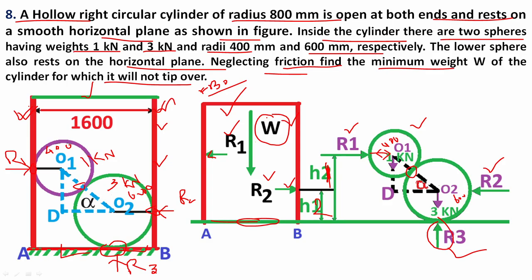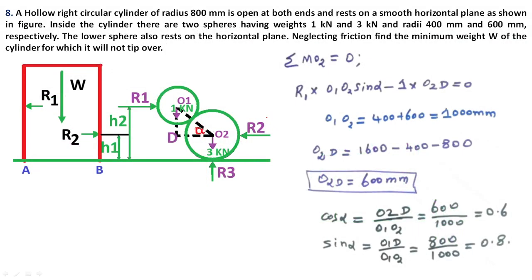So this is H1 and this is H2. First we want to take moments about a point so that we can find W, the weight of the cylinder. For that we want to find the R1 and R2 values.